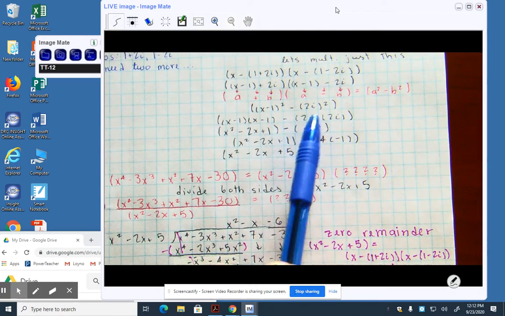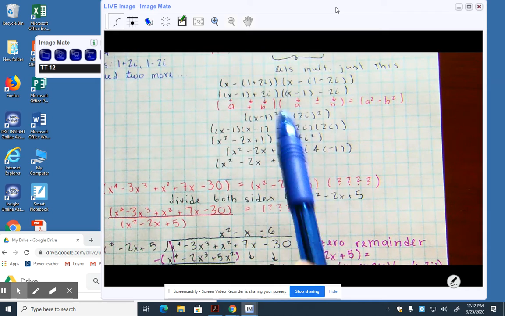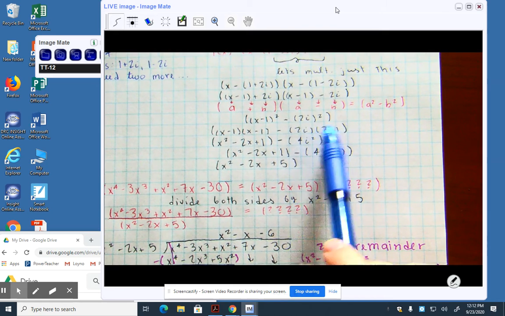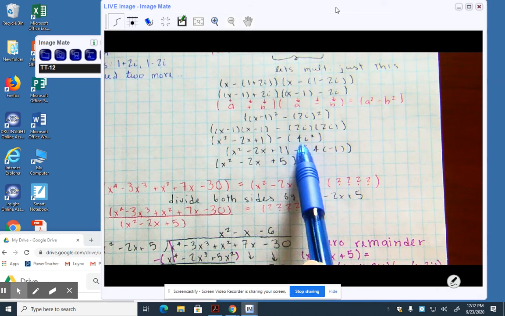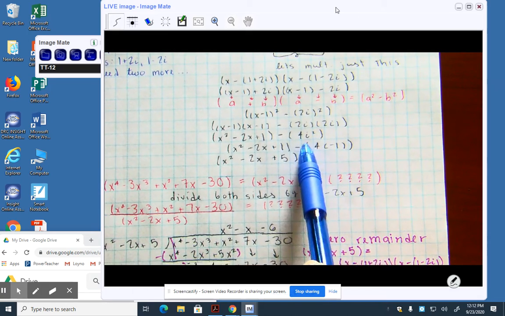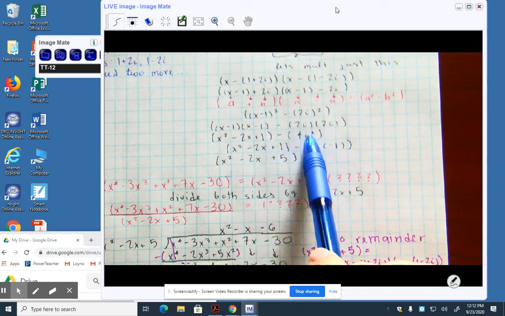And then over here, I'm going to take this and multiply it out. 2 times 2 is 4. i times i is i squared. So here I've got 4i squared, which is a number. I've got a quadratic minus a number.